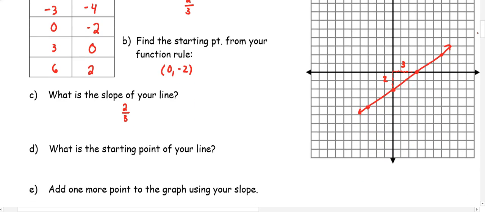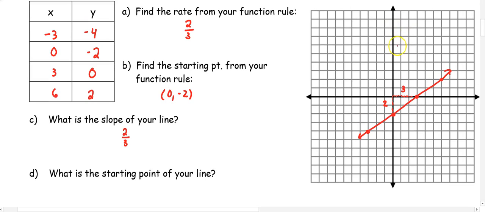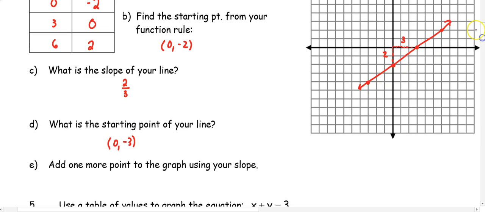What is the starting point of my line? So remember, the starting point is also the y-intercept. It's where it's crossing the y-axis, and that point is at 0, -2. And then for part E, use one more point on your graph from your slope. So we know our slope is 2/3. So from the last point, I'm just going to go up 2 over 3, and then I can continue that line.